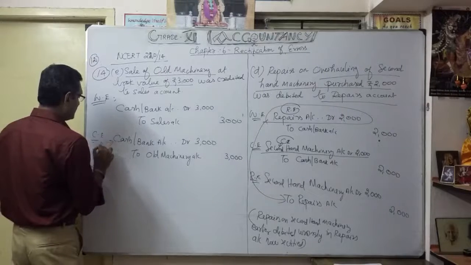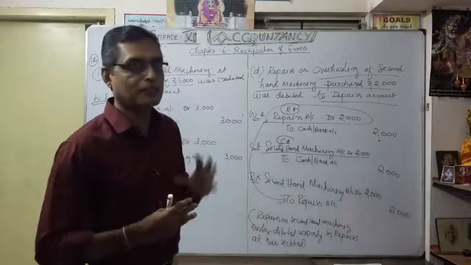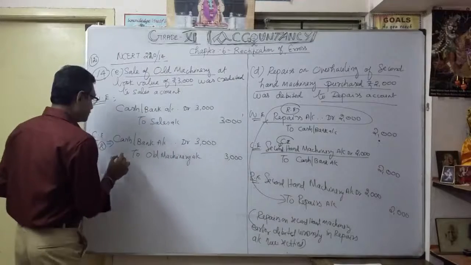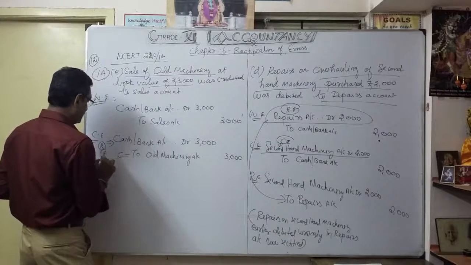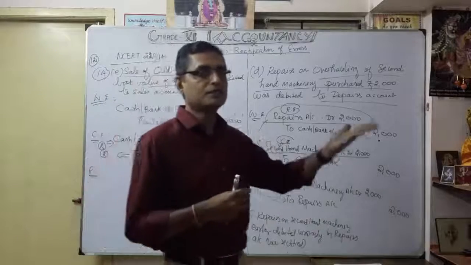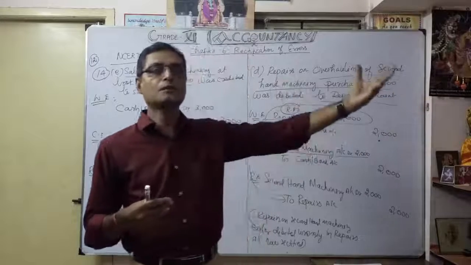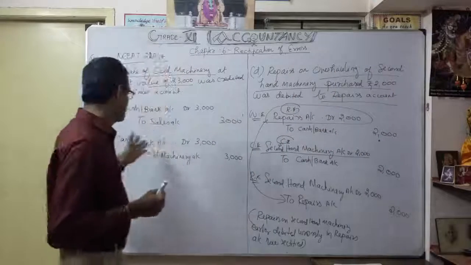So this comes under real account. Why is it a real account? Debit what comes in. So we got money, and this is also a real account. Why? Credit what goes out. We sold our machinery, so machinery goes out, and through that we got money, so debit what comes in in the form of cash. Both are real accounts.